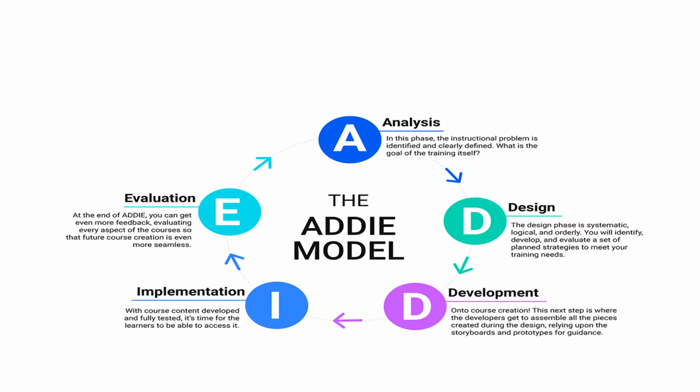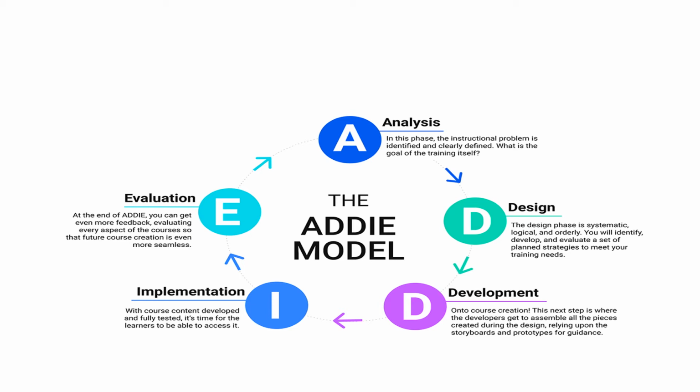The third stage is the development stage. This is on to the course creation. This step is where the developers get to assemble all the pieces created during the design, relying upon the storyboards and prototypes for further guidance. The creation of the content, including whether to develop in-house or out-house, copyright clearance, etc., is all managed in this step.